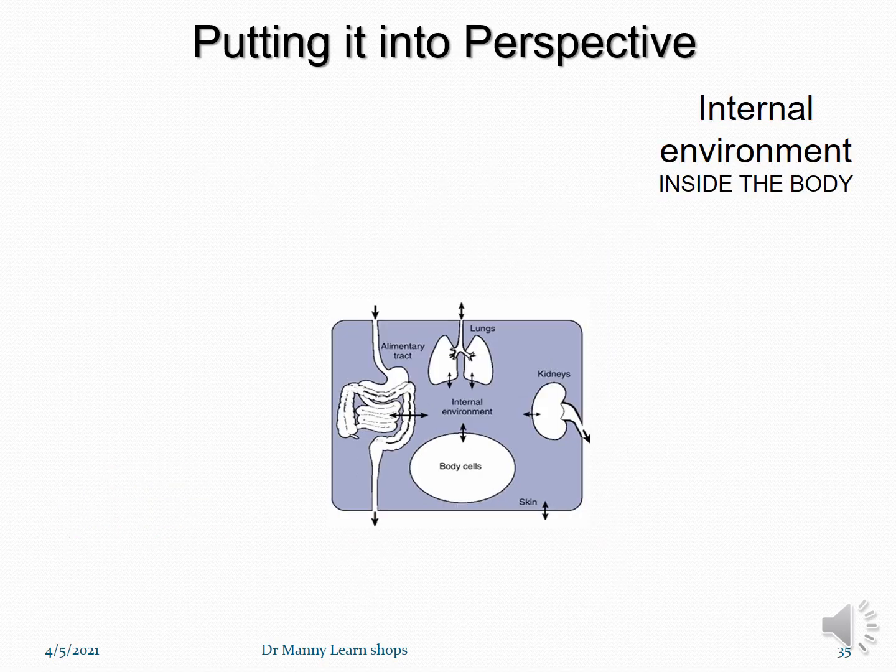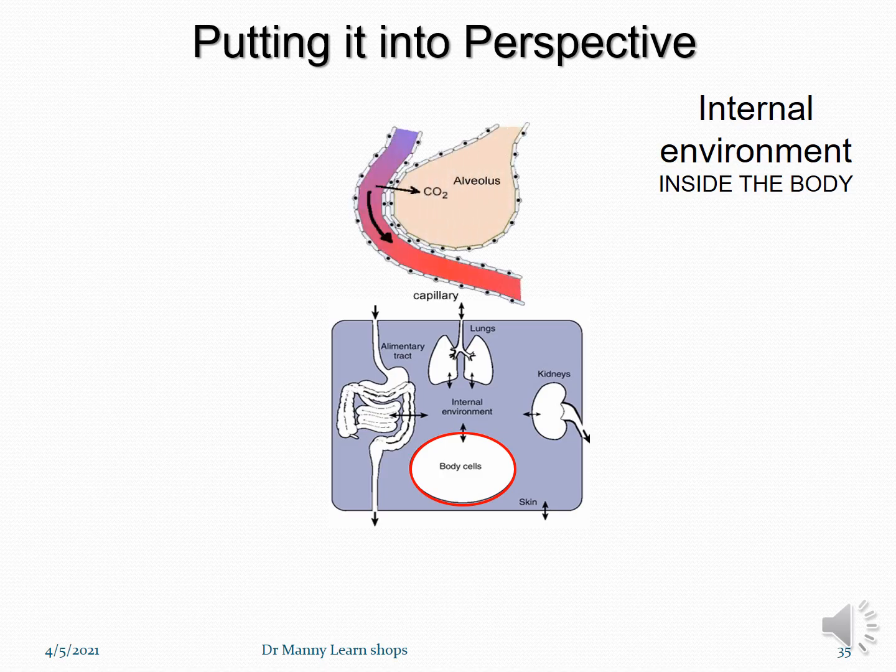If we look at the internal environment, more specifically, you can see body cells. And if we look at the internal, you can see in the lungs, you have the alveoli, and you have the alveolar capillaries, which is where gas exchange occurs. Oxygen, which you breathe in, goes out of the alveolus and diffuses into the blood. CO2, carbon dioxide, which is high in the blood, diffuses into the alveolus, which is low in carbon dioxide, and you breathe it out.